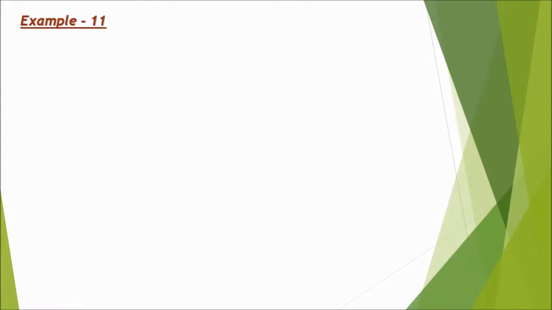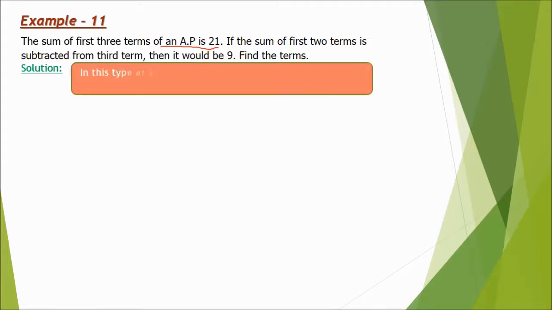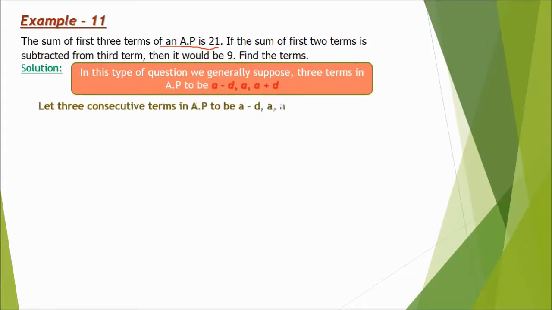Example 11. First, the sum of the first 3 terms of AP is 21. The sum of the first 2 terms is subtracted from the third term. The first condition is the same as in the previous example, but the second condition is different. Here we have to find the terms. In this type of question, we generally suppose the 3 terms in AP to be a minus d, a and a plus d. Let the 3 consecutive terms in AP be this, as we have supposed.